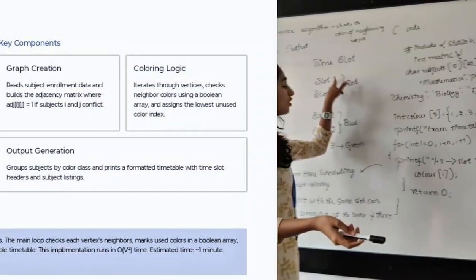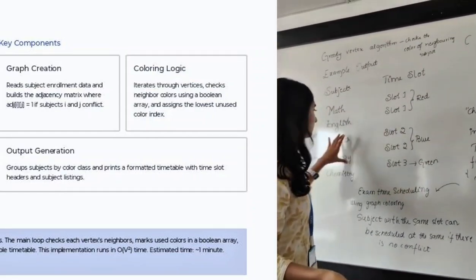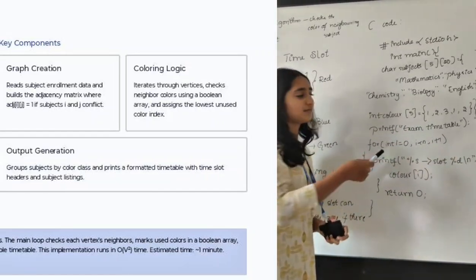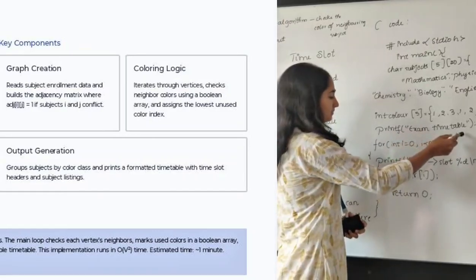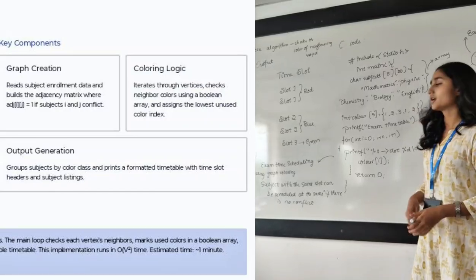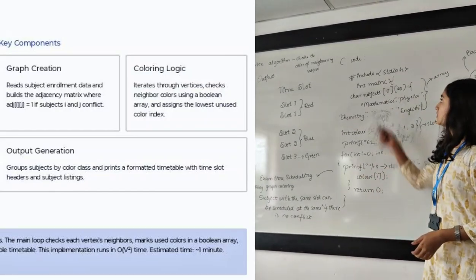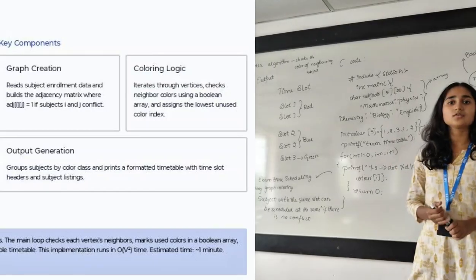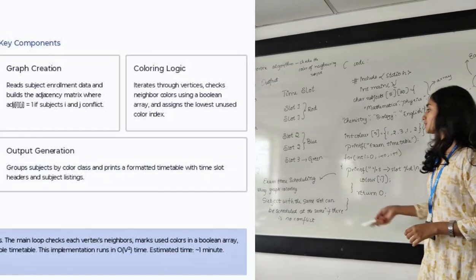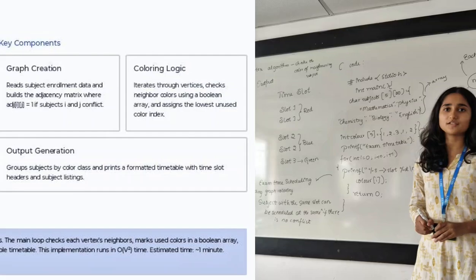As you can see, slot 1 is red and slot 2 is blue, but each consists of 2 subjects. Next, with printf, we print the statement called exam timetable. Using a for loop, we print the subject names and slots. So using this code, we make an exam schedule using graph coloring. Subjects with the same slot can be scheduled at the same time if there is no conflict.